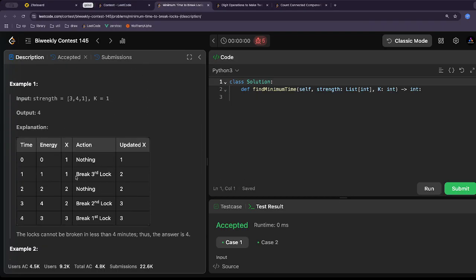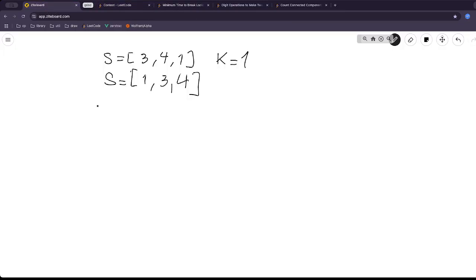Okay, so the energy of the sword gets incremented by this number x, which is initially 1, right? So we have this x, which is 1, right? And we have to get an energy greater than or equal to 1, right? So it takes us 1 minute, right? For this one.